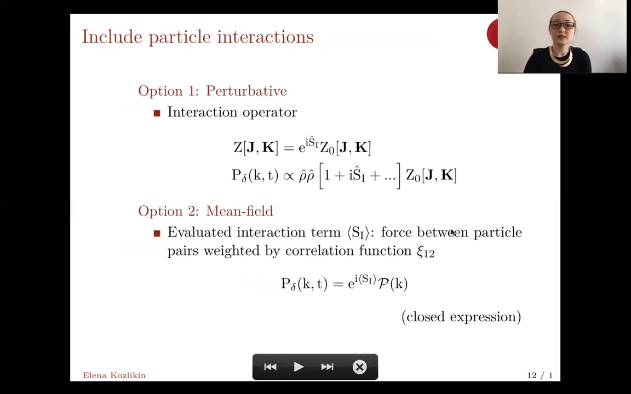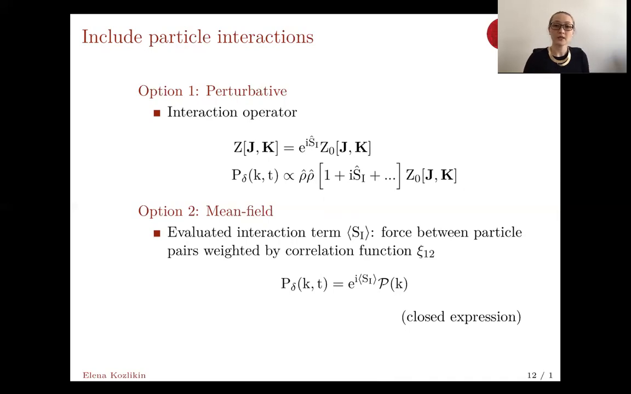As I said, you need to somehow approximate the interactions between particles. We have two ways to do that. One is perturbative, where you pull out the interactions in this operator S, and then you have to Taylor expand this exponential in order to apply this operator to the free generating functional, which just includes the free motion of particles, or the inertial motion of particles. Then again, you can simply apply the density operators that we have just constructed, and you get the density fluctuation power spectrum like this.